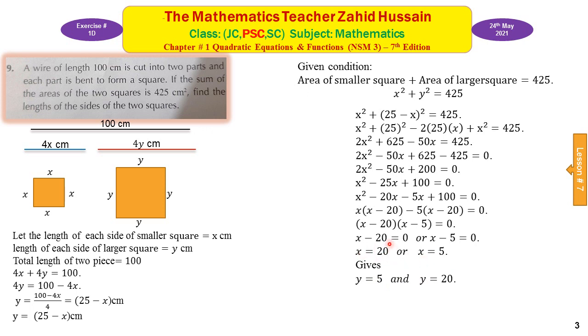So one of these values is the length of the larger square, and one is the length of the smaller square. So our final answer is: length of smaller square is equal to 5 and length of larger square is equal to 20 centimeter.